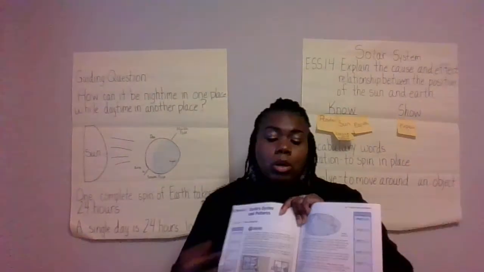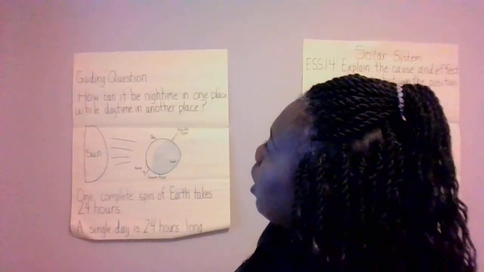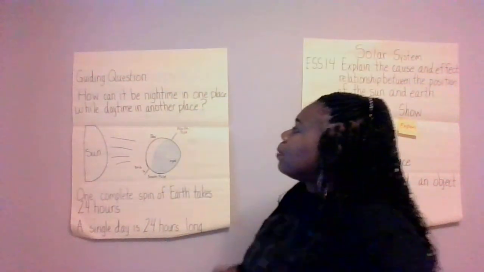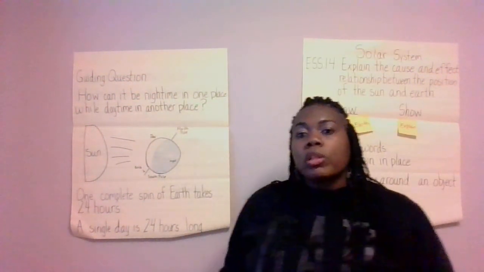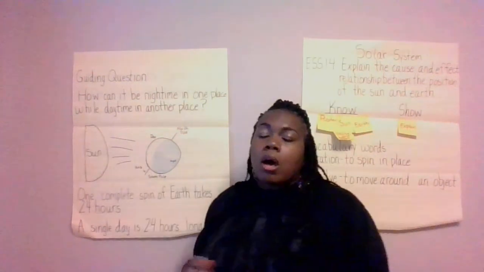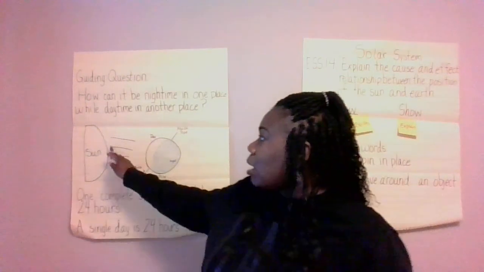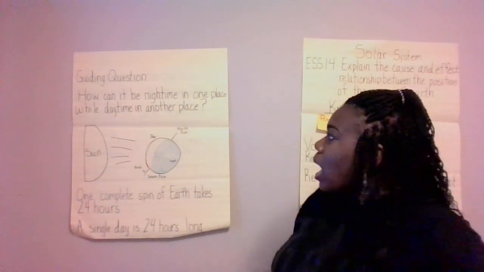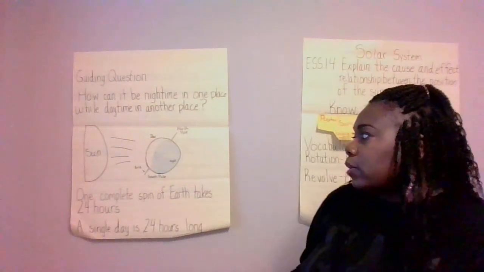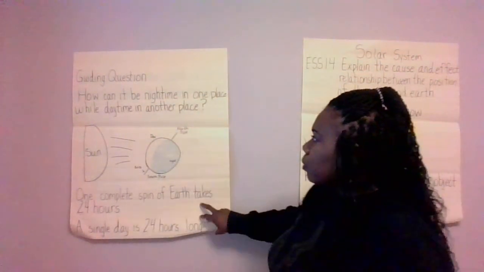Those two questions will guide our lessons for this week. But the first one that we're going to focus on is how can it be nighttime in one place while daytime in another place? We're going to focus on the position of our main star that we orbit around, the sun. The sun is in the center of our solar system, and Earth is the third planet from it. But here are some things that we need to know about Earth.